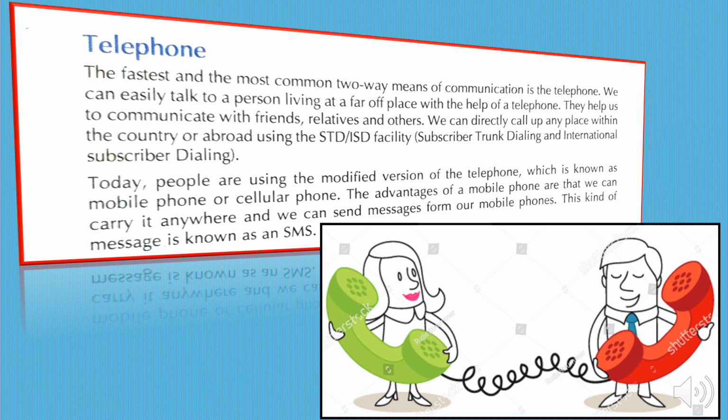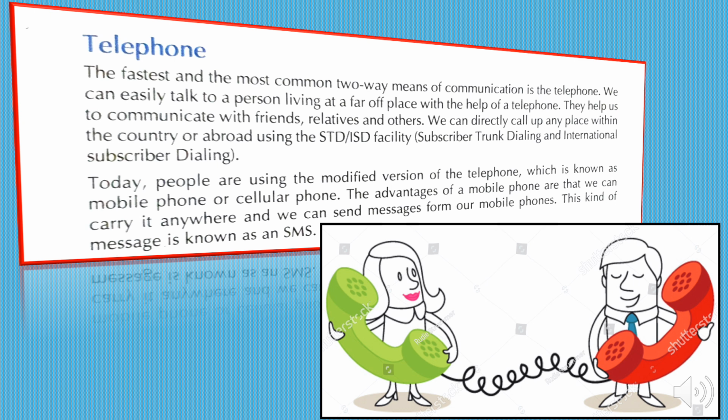Now, what is STD and ISD? STD means subscriber trunk dialing, and ISD means international subscriber dialing. Today, people are using the modified version of the telephone, which is known as, yes, you all know, mobile phone or cellular phone. The advantages of a mobile phone are that we can carry it anywhere and we can send messages from our mobile phones.